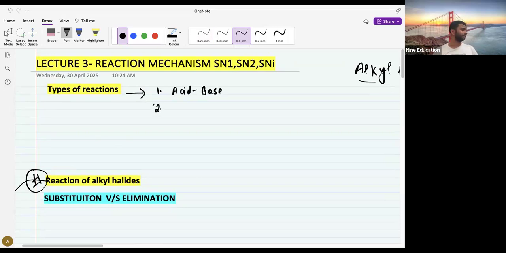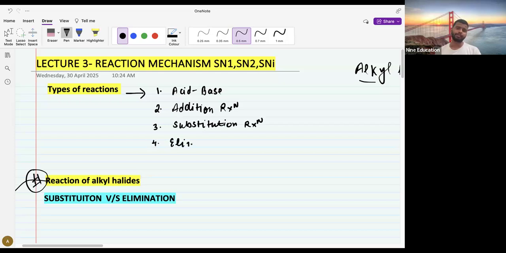The second type of reaction we will study is addition reactions. The third type will be substitution reactions. And the fourth type will be elimination reactions. In any organic compound, we need to see the priority order from up to down, in this order.